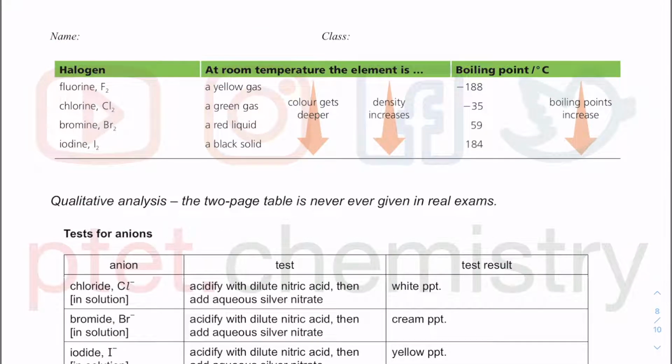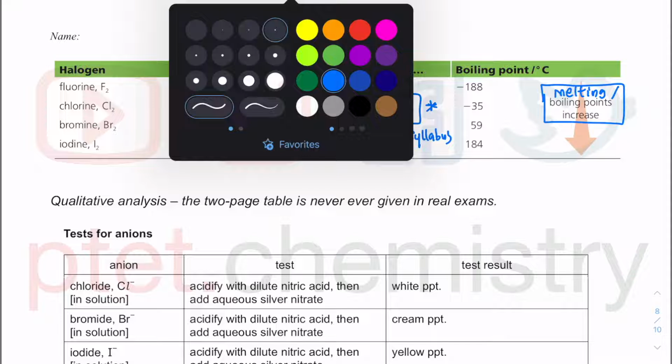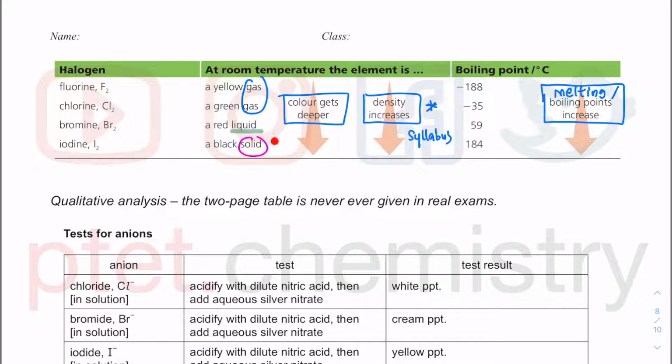In terms of the properties, the first one is that the color gets darker, going from the pale yellow-green gas to the red-brown liquid to a black solid. And then we also think about the density increasing. That was the one stated in the syllabus. One thing which is not stated in the syllabus is to do with the melting and boiling point. Because the first is a gas, then the next one is a liquid, and then the next one is a solid. So it becomes more and more difficult to melt, and more and more difficult to boil. Therefore the melting and boiling points increase going down group 7.